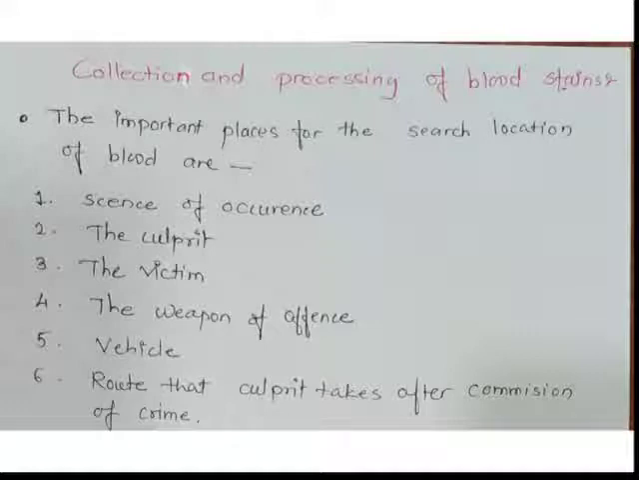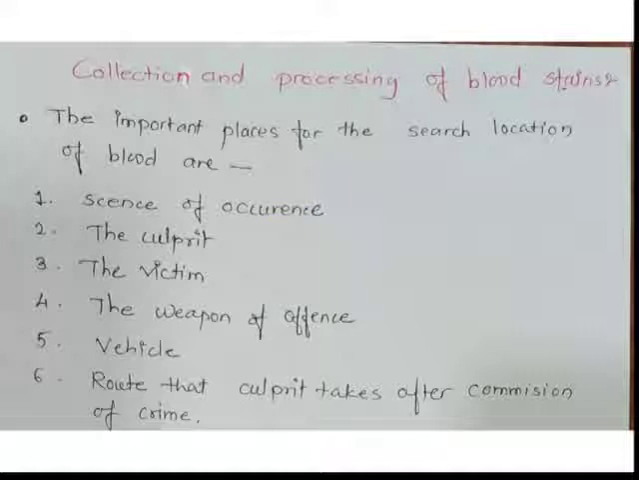The important places for searching the location of blood are, as we are learning forensic science, which is related to murder cases or crimes, so there is a need to search for the location of blood. There are six places where we can find blood traces. First is the scene of occurrence, the place where the murder or crime has taken place. This scene is important where we can get the blood traces or blood stains. So the first point is the scene of occurrence.